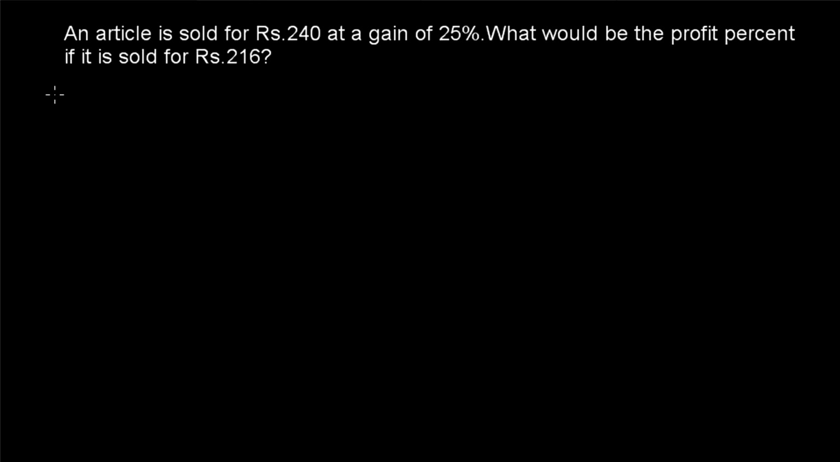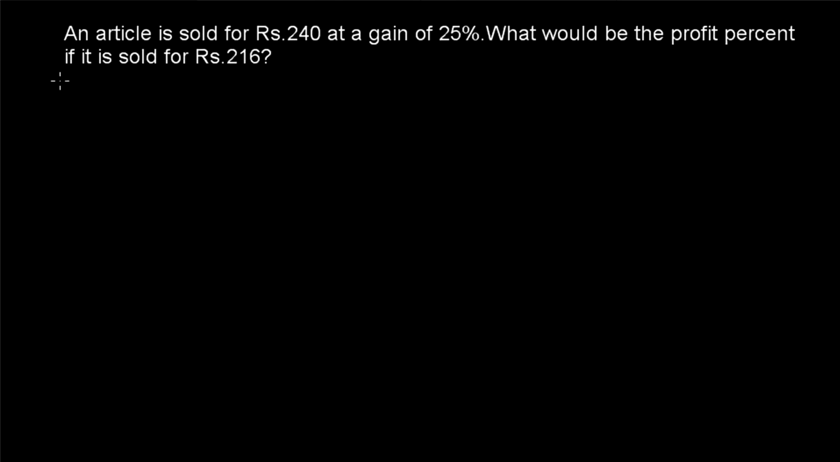Today's question is: an article is sold for rupees 240 at a gain of 25%. What would be the profit percent if it is sold for rupees 216? This is another important question, a very common question asked in competitive exams. So how do we do these kinds of problems using a shortcut method?